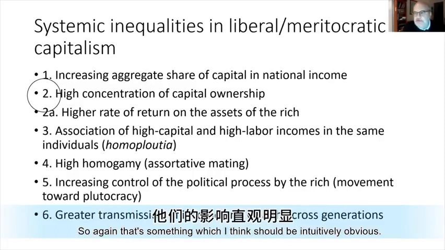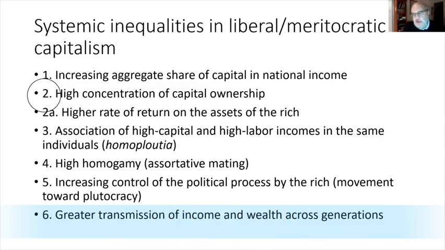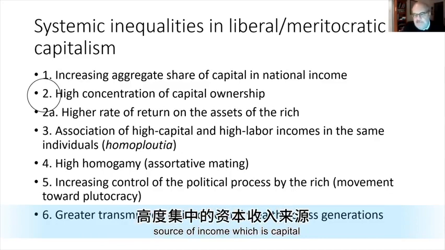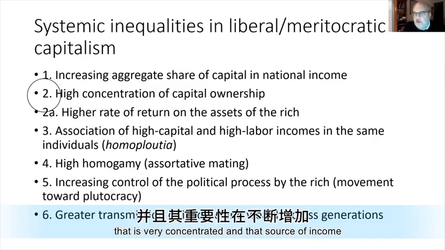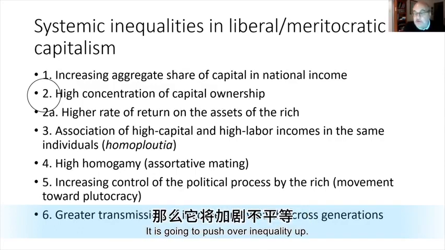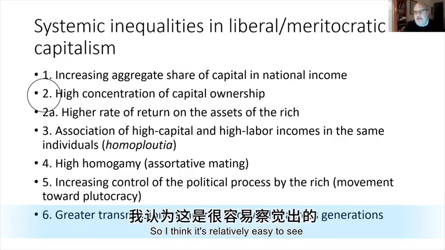So again, that's something which I think should be intuitively obvious. What would be the effect? If you have one source of income, which is capital, that is very concentrated, and that source of income is increasing in importance, it is going to push overall inequality up. So I think it's relatively easy to see.